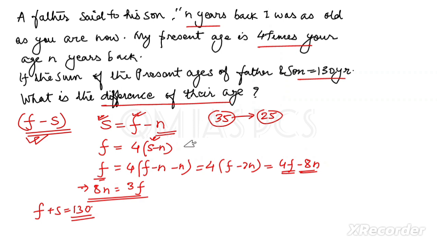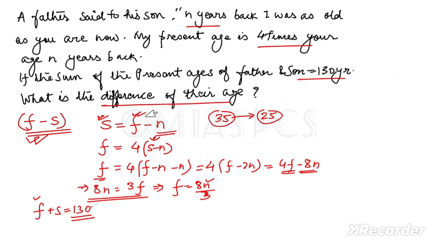Okay, and yes, here you can see what the value of f is. F is equal to 8n by 3. In place of f you can write f is equal to 8n by 3. Now what can you place in place of s?